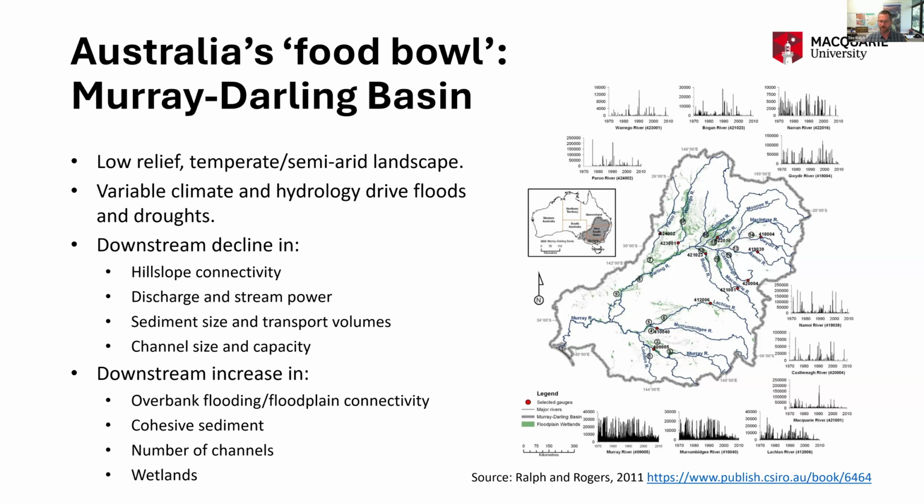And so it's clear that highly variable climate and hydrology drive floods and droughts across the Murray-Darling Basin. And despite this, the rivers have some common trends. So we see typically in these rivers a general downstream decline in catchment connectivity due to the absence of hill slopes in the lower parts of the river. We also see downstream declines in discharge and stream power as these rivers move further away from their catchments, which are the source of most of their water.